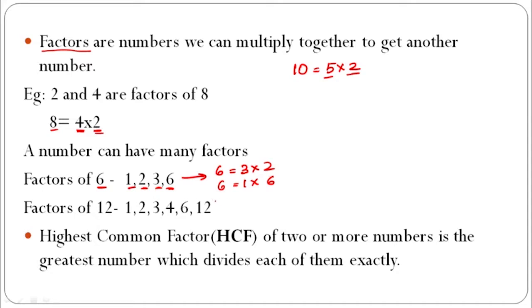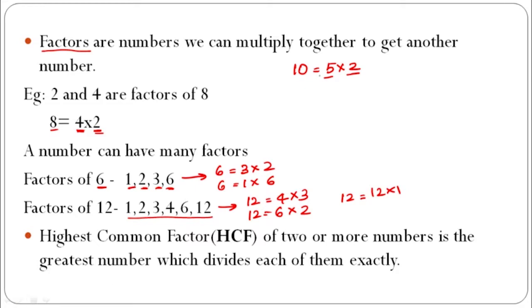Similarly, if you consider the number 12, how can you write the number 12? 12 is nothing but 4 multiplied by 3, or you can write 12 as 6 multiplied by 2, or again you can write it as 12 multiplied by 1. So, which are the factors of the number 12? The factors of 12 are 1, 2, 3, 4, 6 and 12.